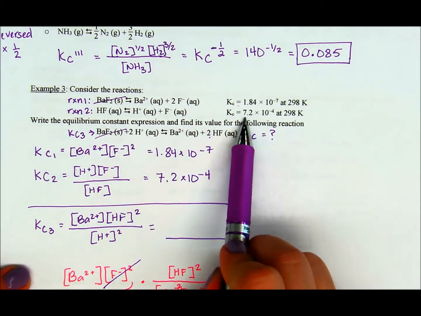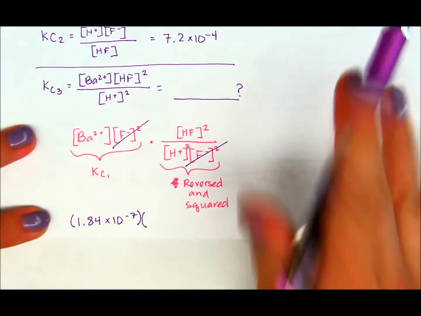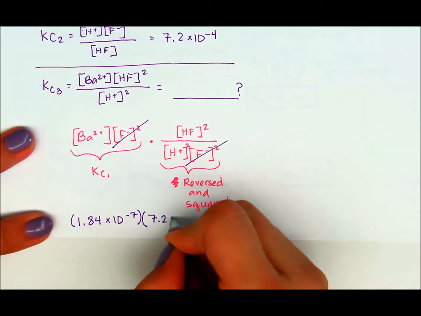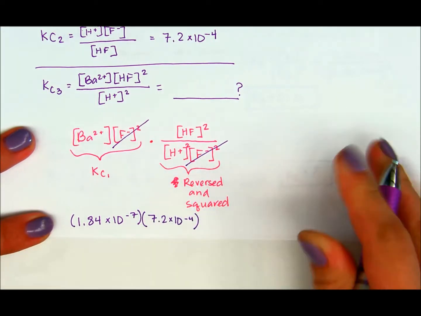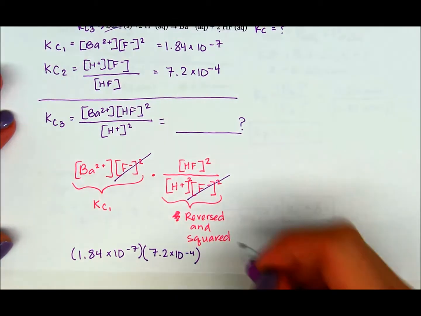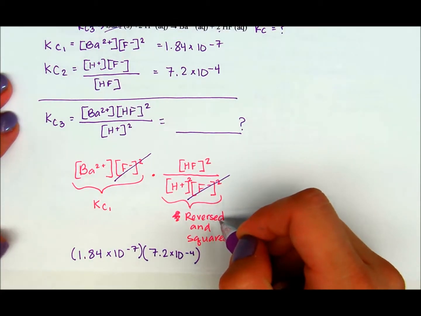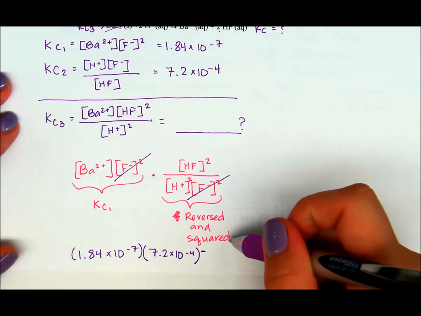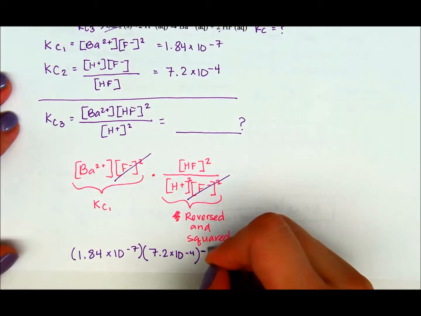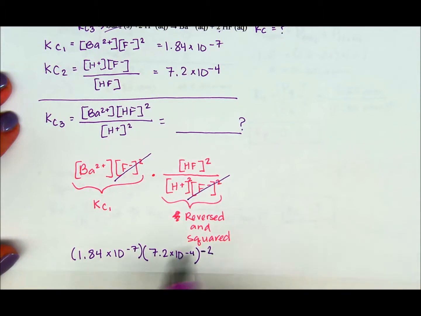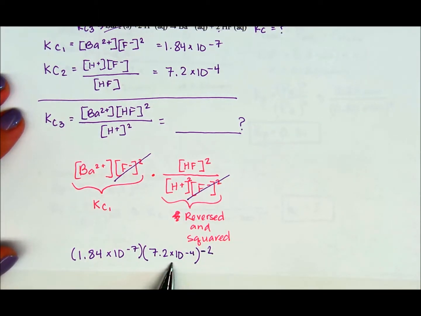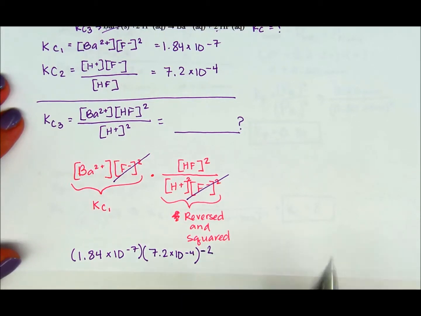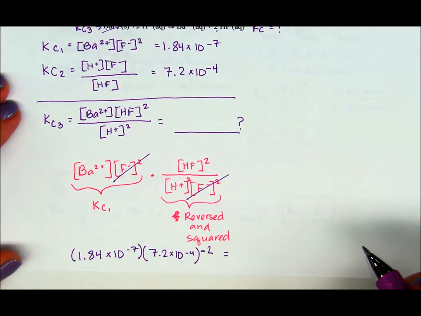So first I'm going to rewrite it. I have 7.2 times 10 to the negative 4. And if you remember, when you reverse a reaction, what do you do to the Kc? You're going to take the inverse. So to the negative 1, and I squared this, so I'm going to have to square that. So now I have my two Kcs. Go ahead and pause this for a second, plug them into your calculator, and see if you can get the new Kc.